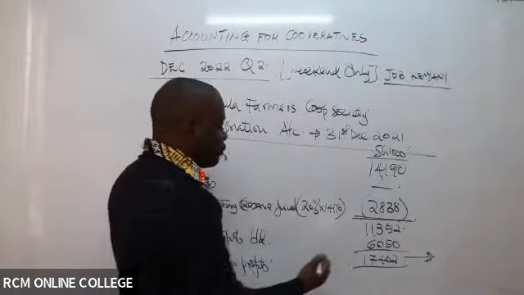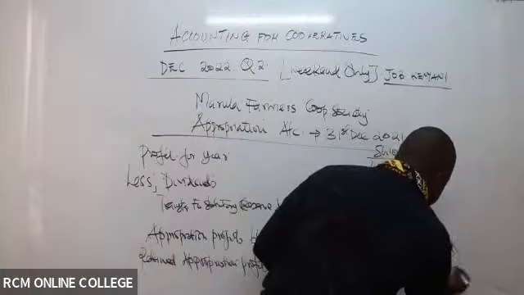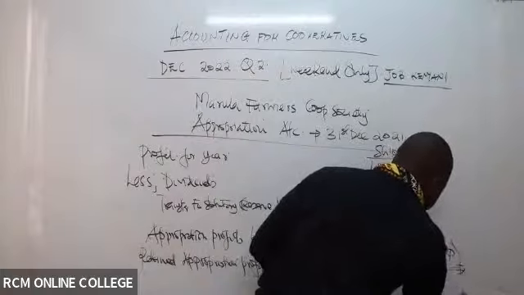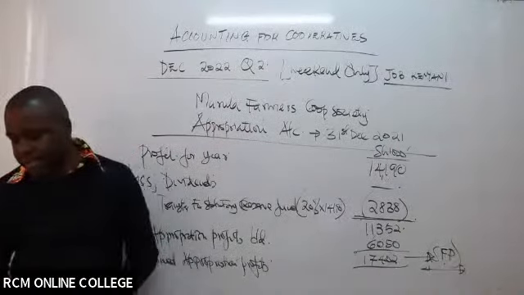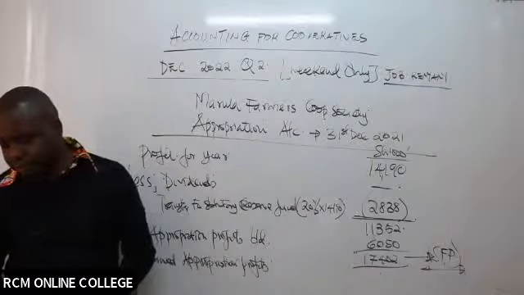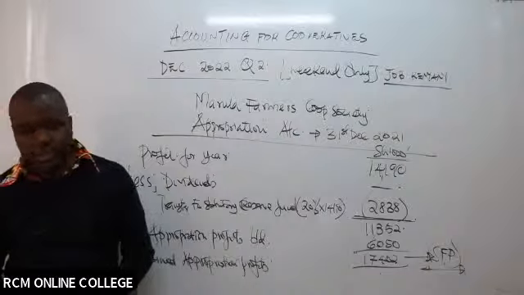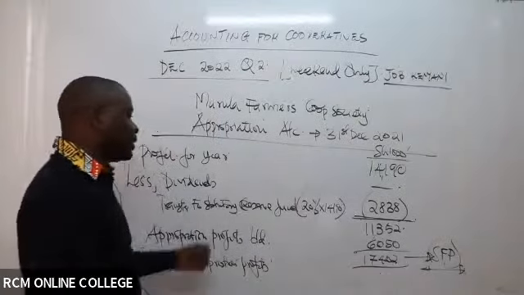So this particular profit here will go to the statement of financial position, where you'll be looking at the part of equity. At the part of what? Equity. So the appropriation profits will go there.